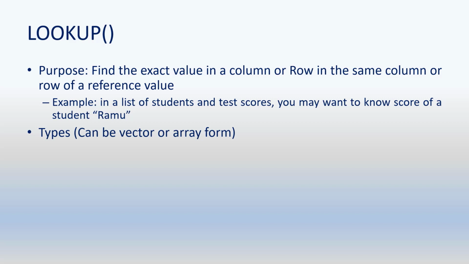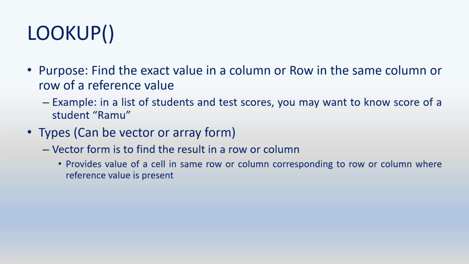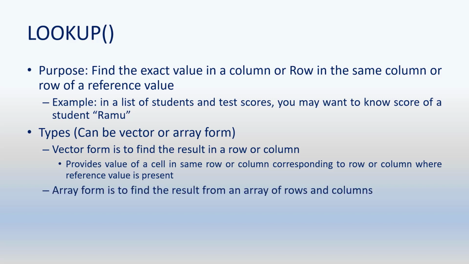It can be vector form or array form. Vector form is to find the result in a row or column. You specifically ask for searching in a row or a column. The vector form of lookup function will provide a value of a cell in the same row or column corresponding to the row or column where the reference value is existing. In case of array form, you can ask for number of columns or number of rows in which you wanted to search for the value against a reference value. So in summary, array form is to find the result from an array of rows and columns.